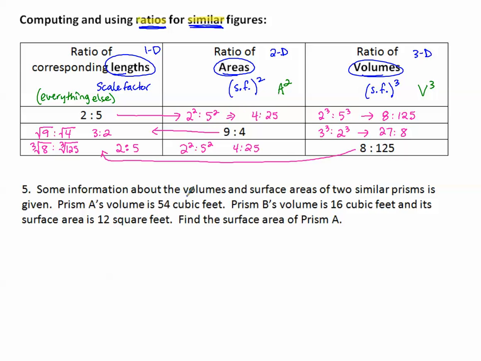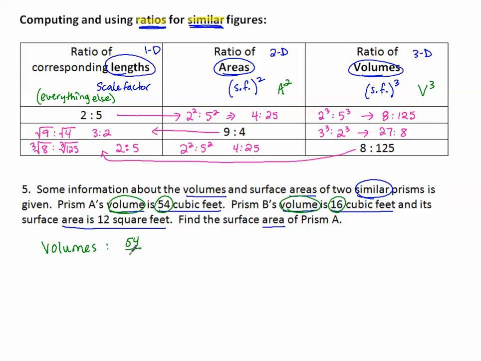Let's take one example where we're using the relationship of the ratios. Some information about the volumes and surface areas of two similar prisms is given. Prism A's volume is 54 cubic feet. Prism B's volume is 16 cubic feet, and its surface area is 12 square feet. Find the surface area of Prism A. Well, notice how we're given a volume of the first one and a volume of the second one. Let's use those volumes to get a ratio.